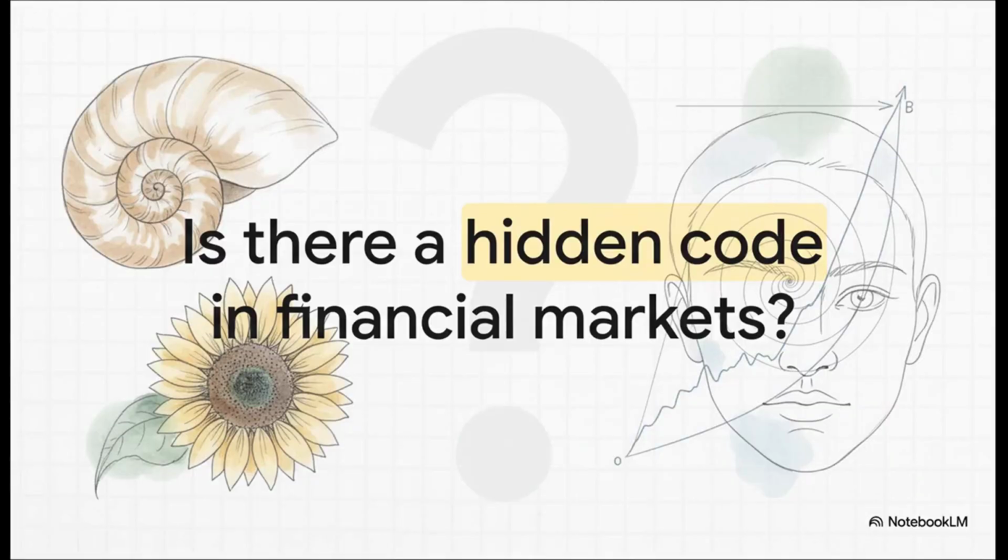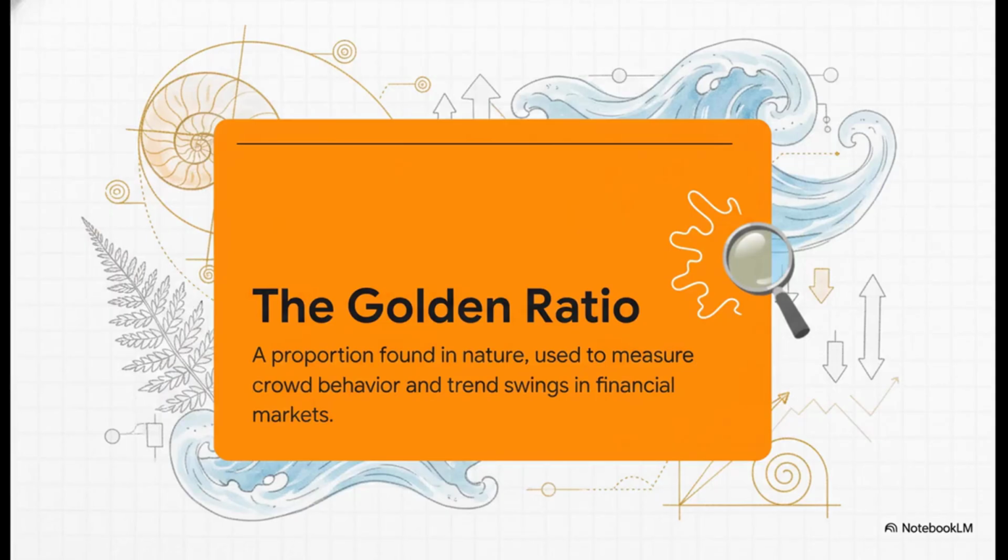All right, let's start with a really big question here. What if the same math that you see in nature, the patterns in seashells, flowers, even the proportions of a human face, what if that same math also shapes how financial markets move? It's a pretty wild thought, right? That the chaos of market psychology might actually follow some kind of natural, predictable rhythm. And that idea brings us straight to something called the golden ratio.